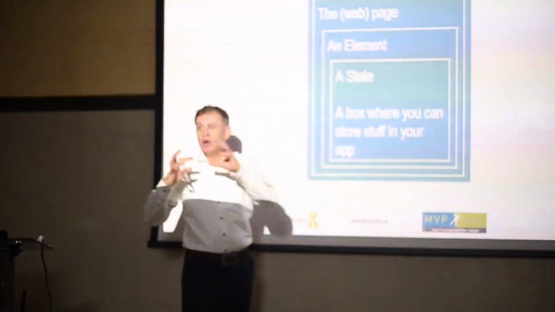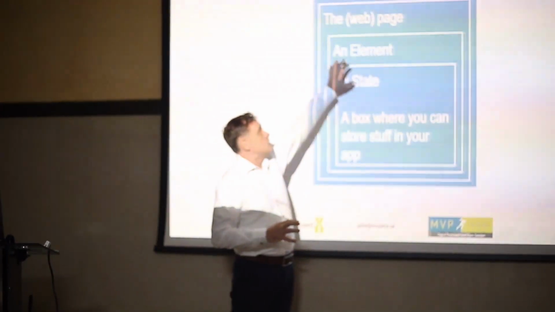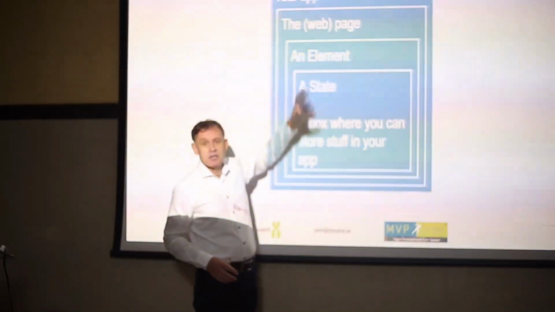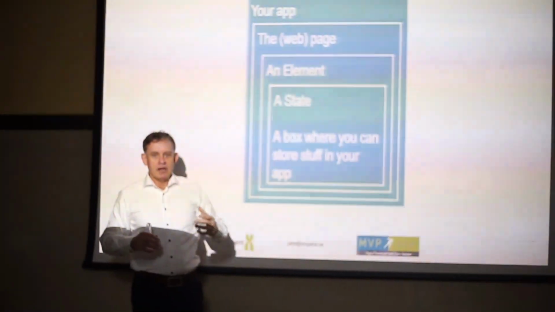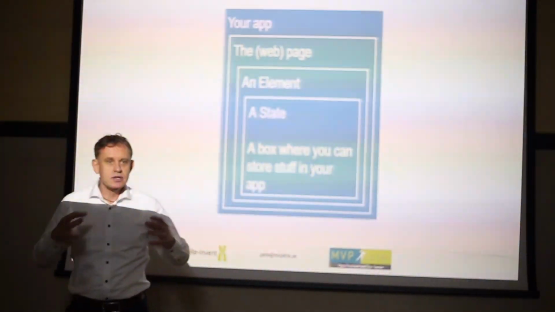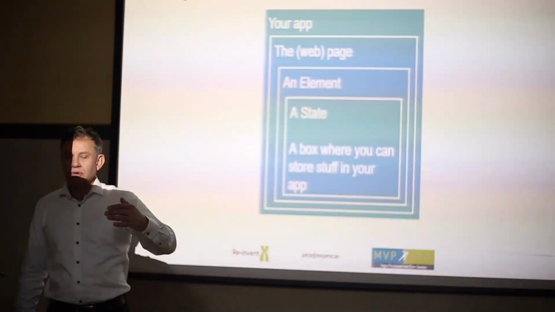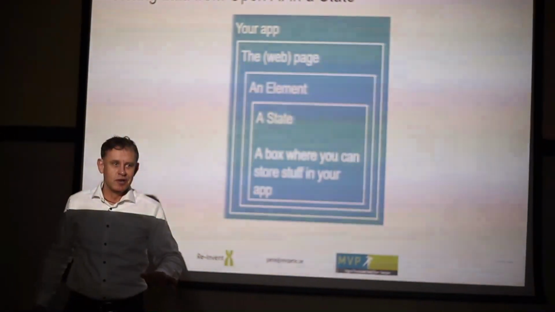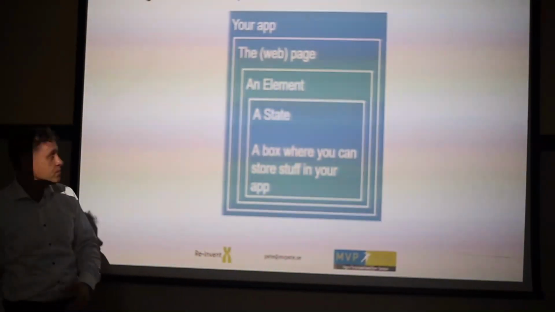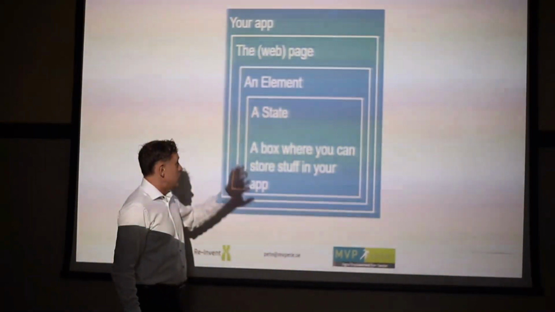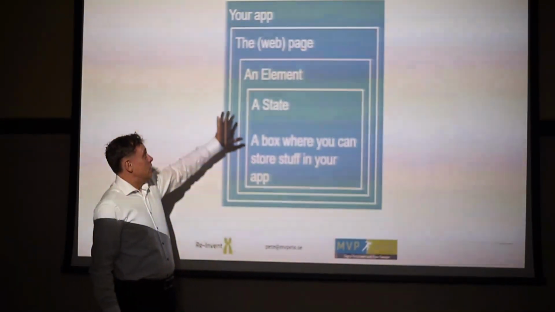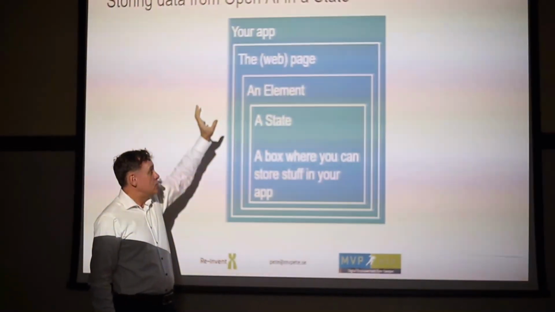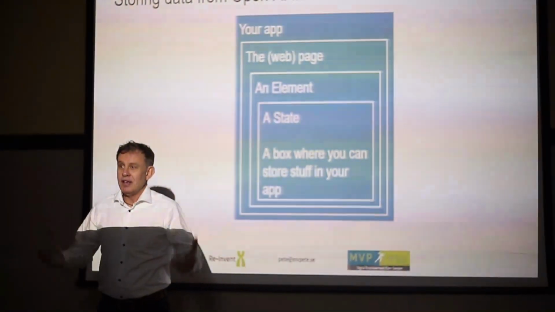A state, a box, is linked to an element. It can be linked to the page, because the page is an element as well. So that's why you have to choose when creating the state. I have to link it to something on the page, because otherwise it's just floating around the universe. So that's how Bubble works. A state is linked to something on the page, or the page itself, and it should have a name, because then we can reference it.